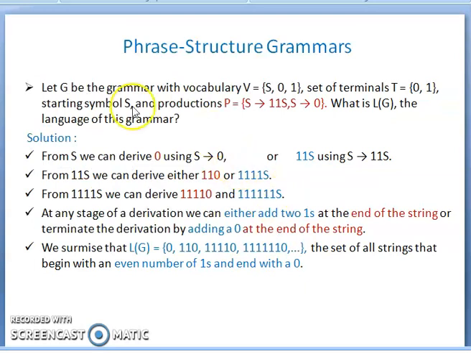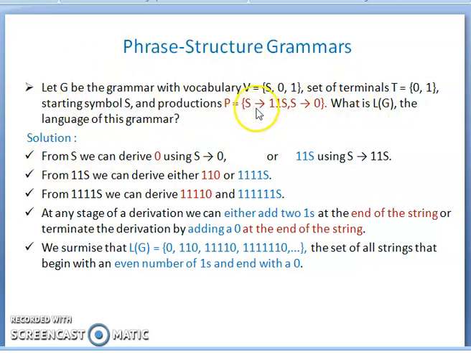And another example: there is one grammar. It has the vocabulary V, the alphabet. It has the start symbol S, and 0 and 1 are the two terminal symbols. The productions are S implies double 1s, that is 11S, and S implies 0. What is the language that this particular phrase structure grammar represents?